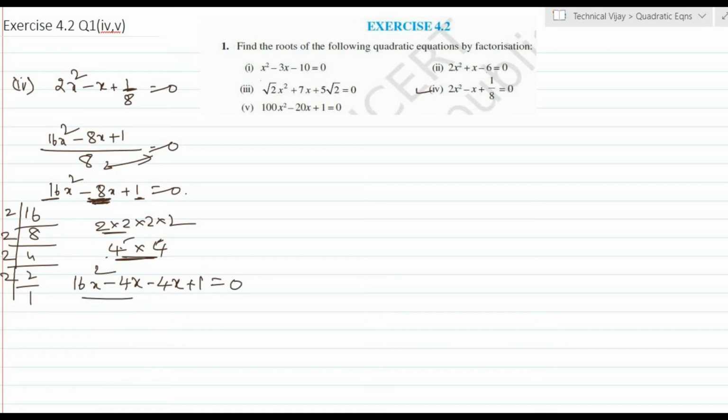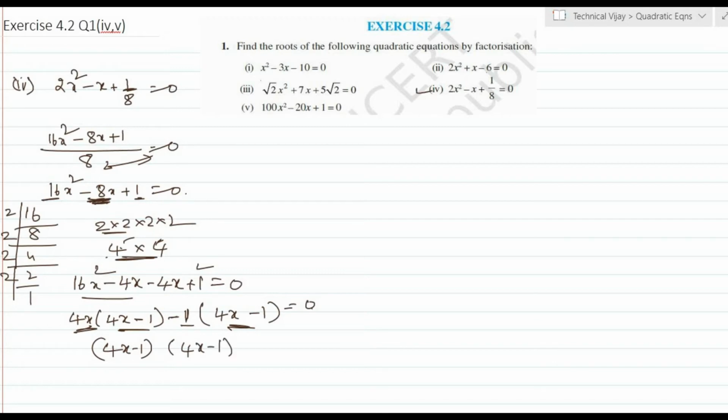So here in these two terms I will take 4x as common. So here again 4x will remain, because 4 into 4 is 16x square minus 1, and here minus 1. I will take common outside, minus into this one, 4x minus 1, minus into minus is plus, so that it will become plus only. So is equal to 0. So here 4x minus 1 common we will take, 4x minus 1, and whatever the remaining, 4x minus 1, this is 4x minus 1 equal to 0.